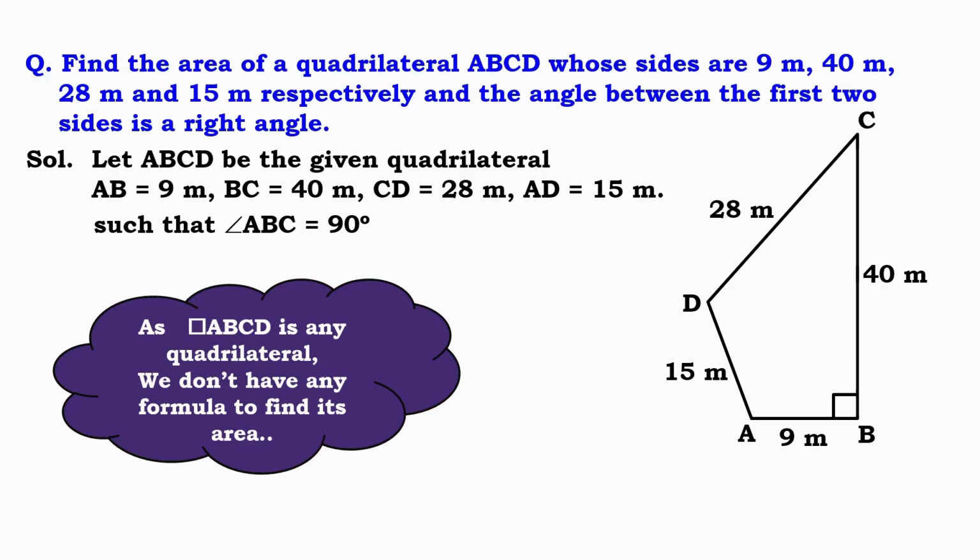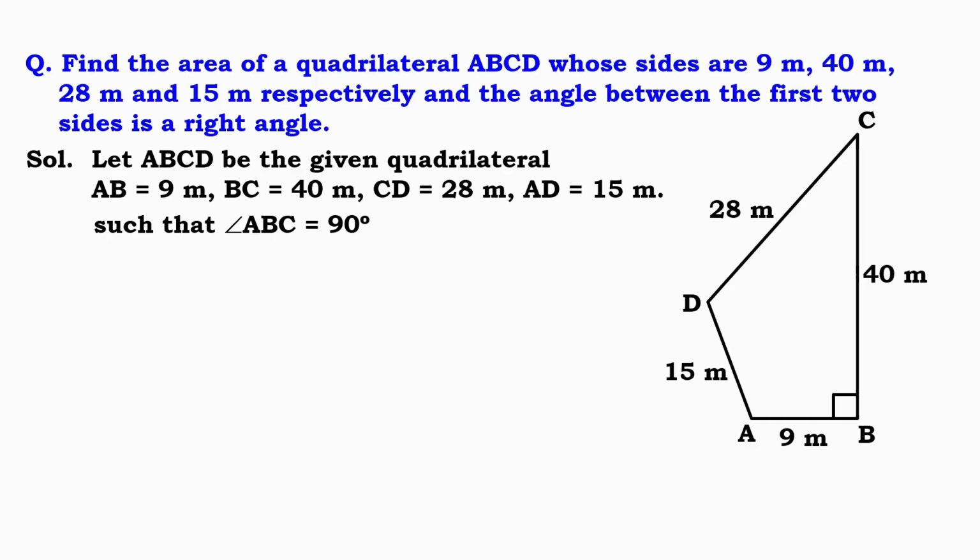As quadrilateral ABCD is an irregular quadrilateral, we don't have any formula to find its area. We only know the formula for a rectangle, parallelogram or square, but we don't know the formula to find the area of a general quadrilateral. So let's take a look at how we are going to solve this problem.